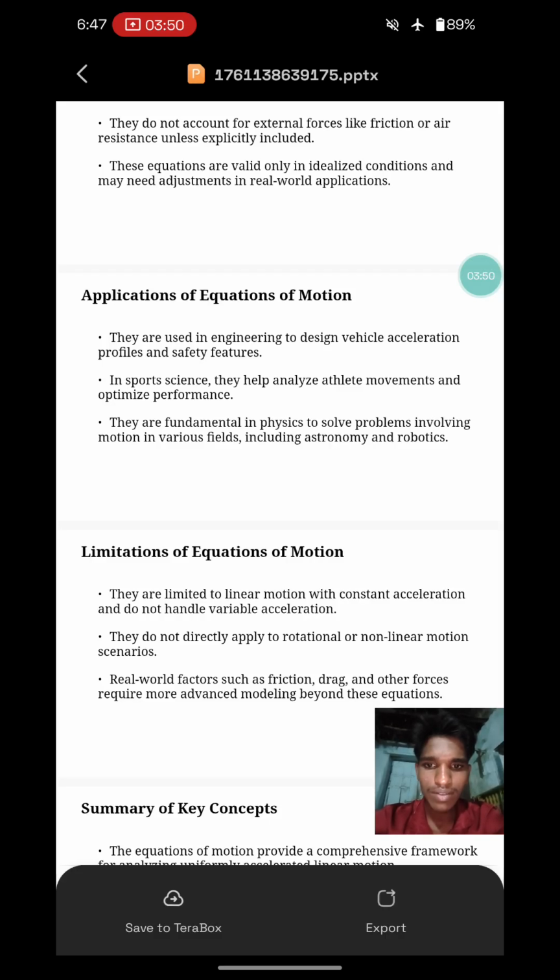Next, limitations of equations of motion. They are limited to linear motion with constant acceleration and do not handle variable acceleration. They do not directly apply to rotational or non-linear motion scenarios. Real-world factors such as friction, drag, and other forces require more advanced modeling beyond these equations.